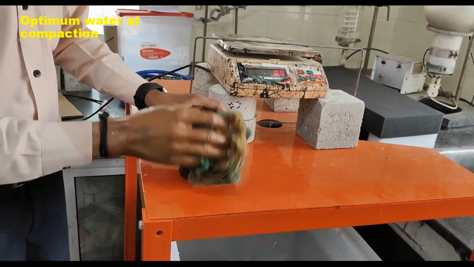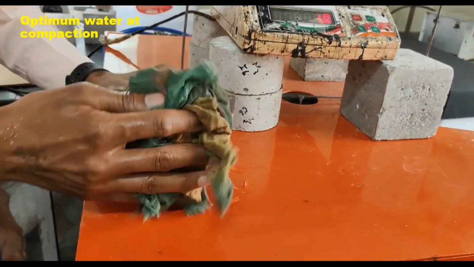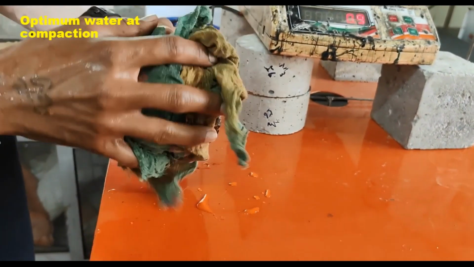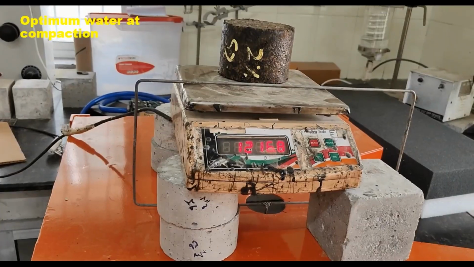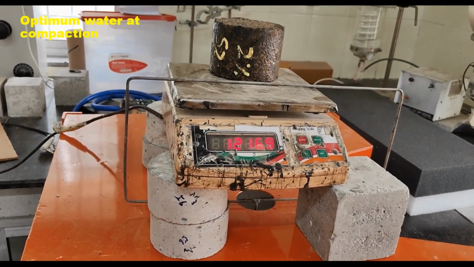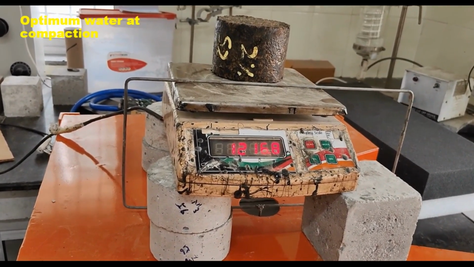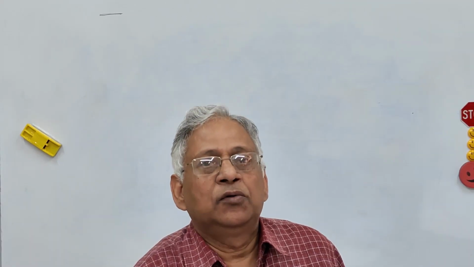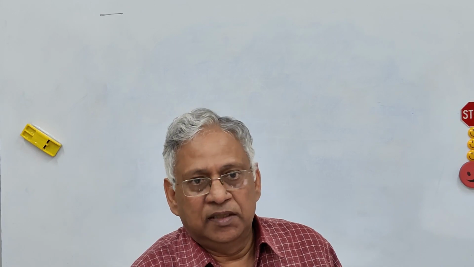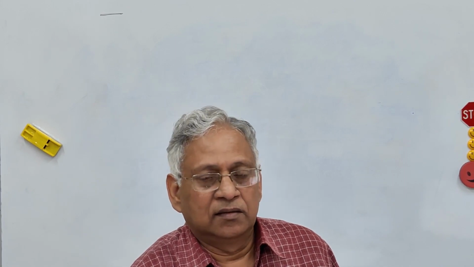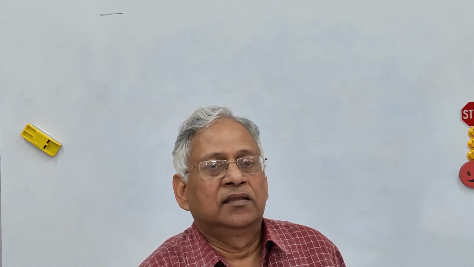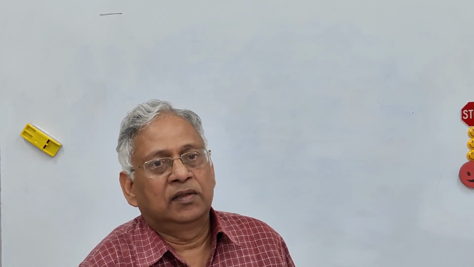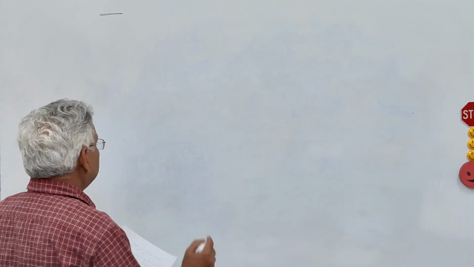After taking the weight in water, just make the surface dry and take the weight of the specimen again in air. That is your weight of the SSD sample in air. Once you get the weight of the sample in air, in water, and also in SSD condition, you can calculate the bulk density and dry density of the mixture.